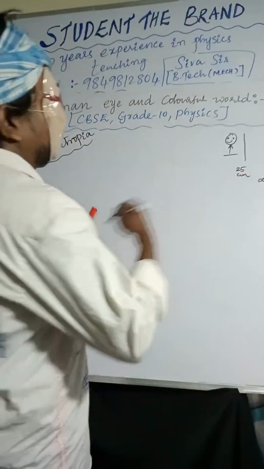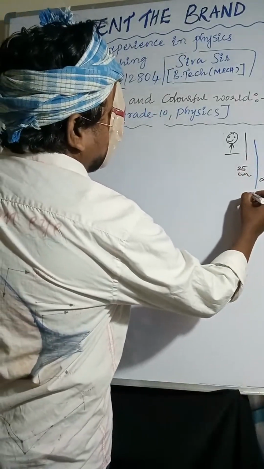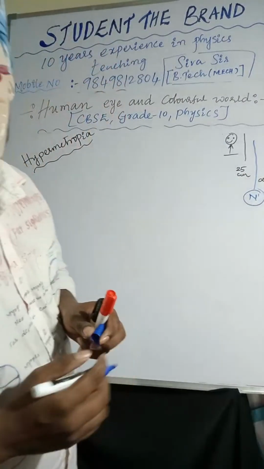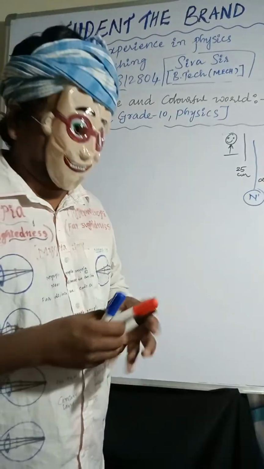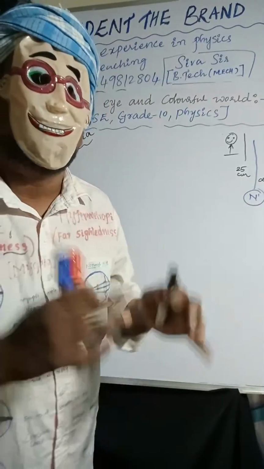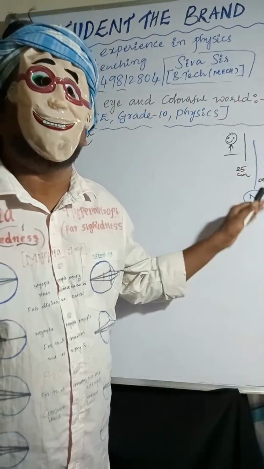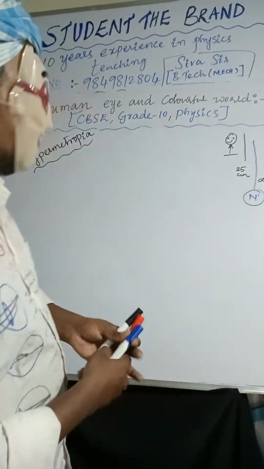So somewhere between 25 to infinity, he can see. That is the near point of the hypermetropic eye. The person can see far distance, he can't see near distance, but somewhere between 25 to infinity he can see. That is the near point.